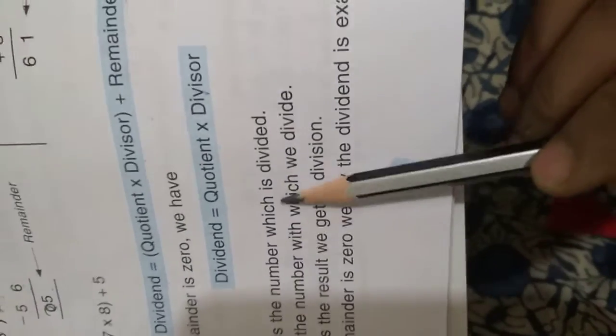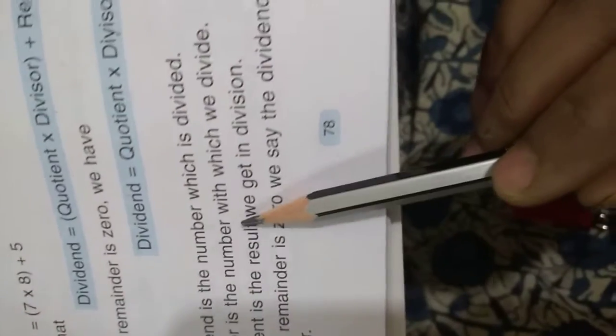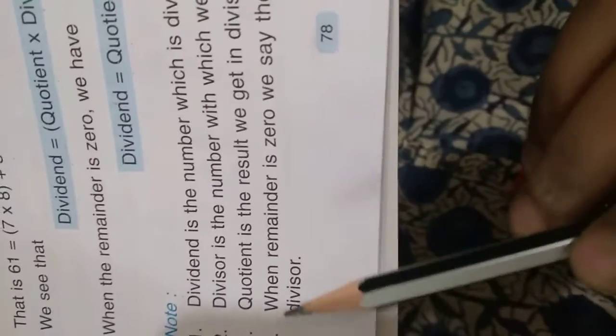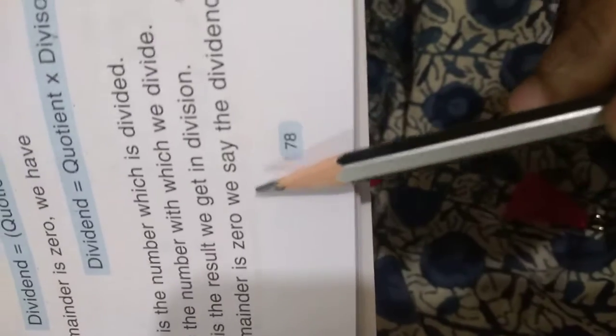In this, we have to remember, children, this we have to note and write. Dividend is the number which is divided. Okay. Now, divisor is the number with which we divide. And next, quotient is the result we get in division. And next, when the remainder is 0, we say the dividend is exactly divisible by the divisor.